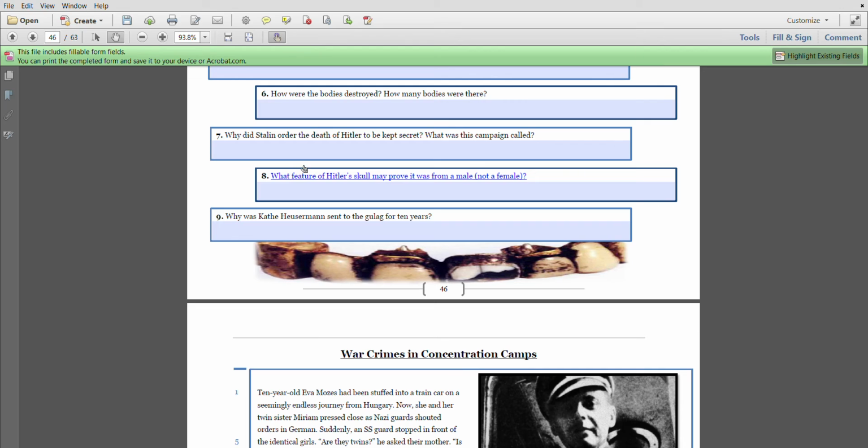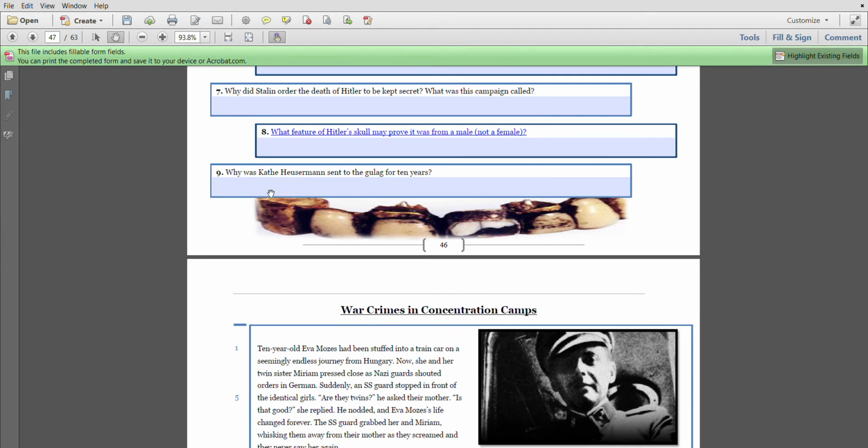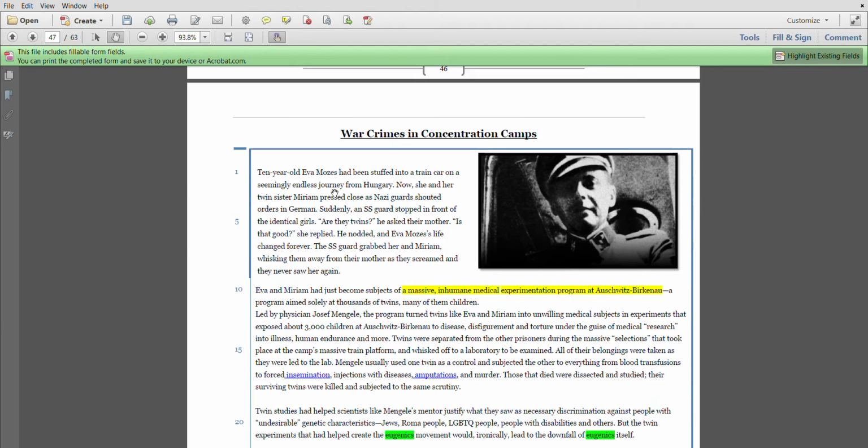8. What feature of Hitler's skull may prove it was from a male, not a female? There's a link here to a video that will help you with that if you have trouble. 9. Why was Kathy Hauserman sent to the Gulag for 10 years?